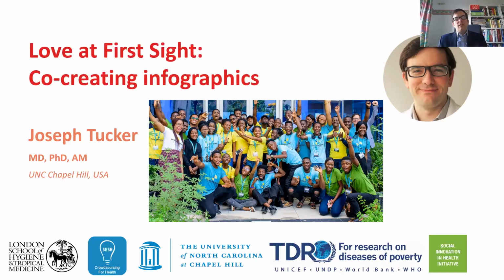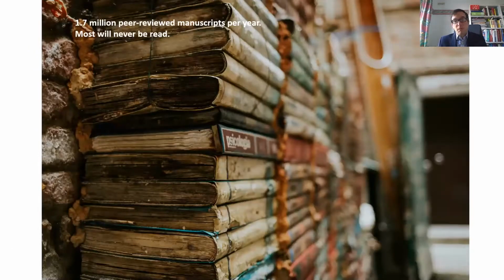But first, what is the problem? The problem is 1.7 million peer-reviewed manuscripts every year, and most of them will never be read. They will sit unread, uncited, and this is a big issue. This is a major problem.